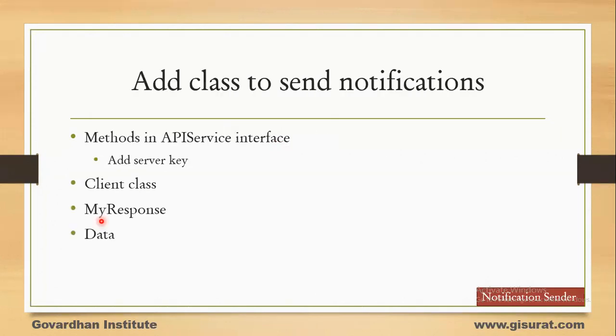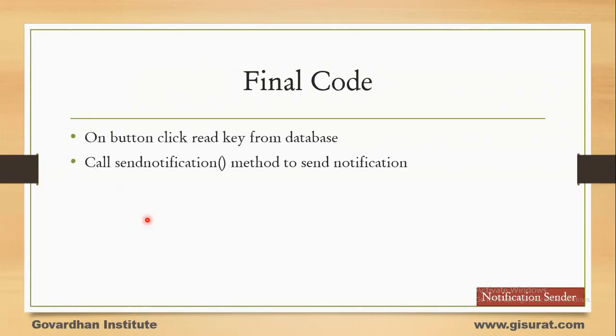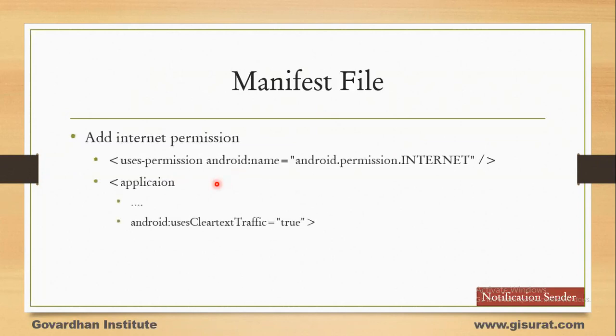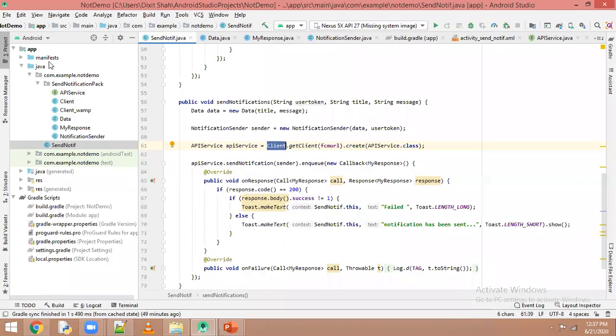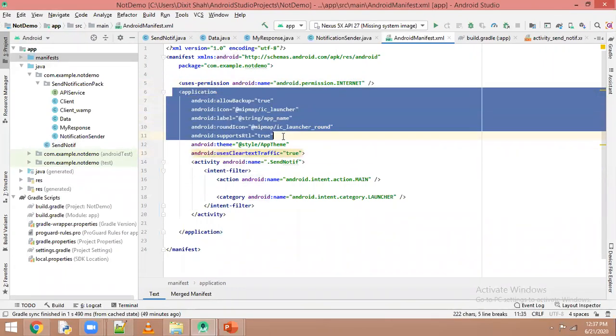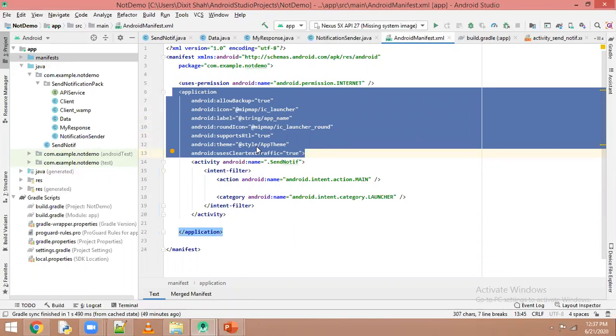Okay, so now after that, we have all these classes. We already discussed all these classes, and we already discussed the final code also, the on button click and the send notification code. Now guys, the last step is to modify your manifest file. So add the permission, that's the internet permission, and we read the data from the local database. So add this clear text traffic equals true also. So now this is the manifest. Inside that, just add this internet permission and also add this line in the application tag. Okay, so that's done. So now run this application, guys.